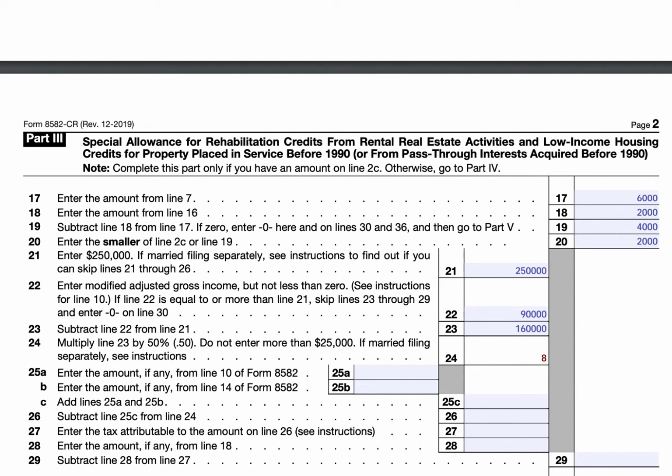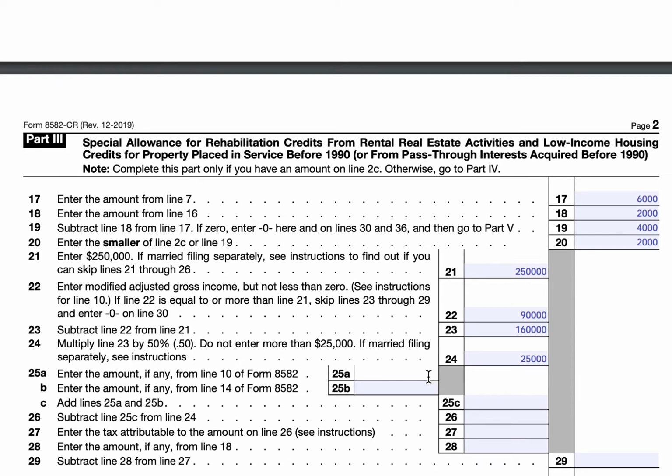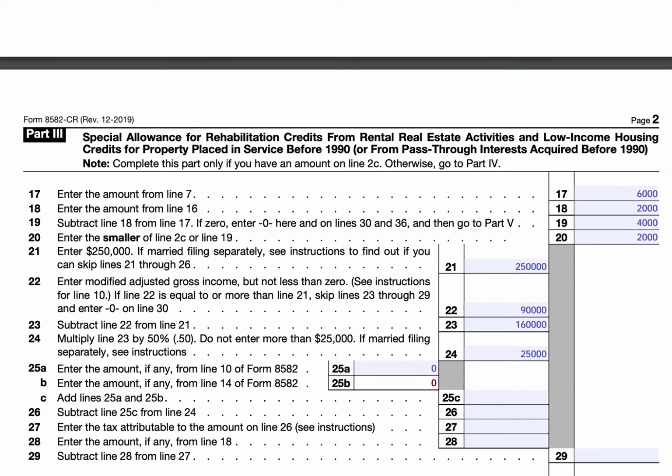And that gives us $80,000, but we're going to not enter a number that's larger than $25,000. So again, we're going to enter zeros just like we did here. If there were numbers in line 10 and line 14, we would have entered them. You'll enter the tax that's attributable to the line 16 amount. And again, I'm pulling a number. You would have to actually go through the separate tax calculation that's embedded in the article. In this case, we'll just enter $10,000.